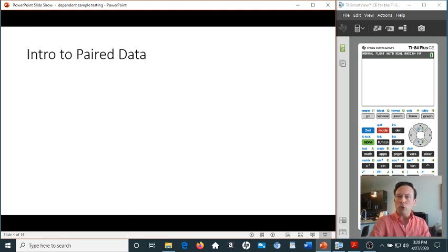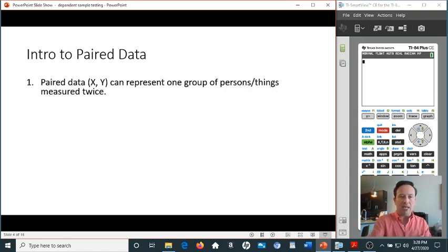So this is something new to you, paired data. Now, even though it looked like there was an X and a Y, it's not the same thing as graphing points. It's not that type of paired data. So first, paired data are X and Y together, can represent one group of persons or things that are measured twice. They are measured twice, okay?